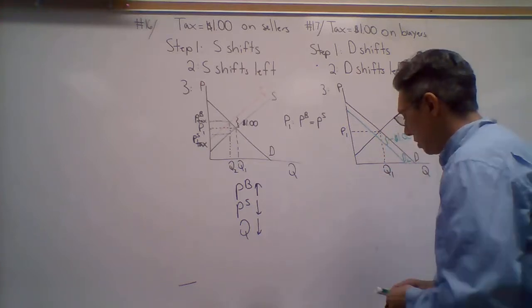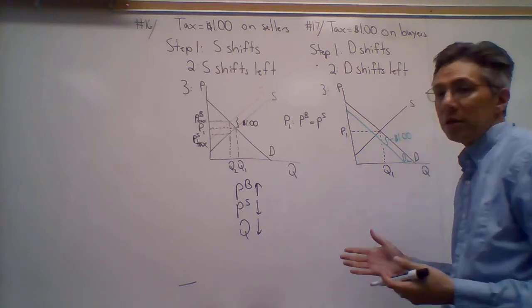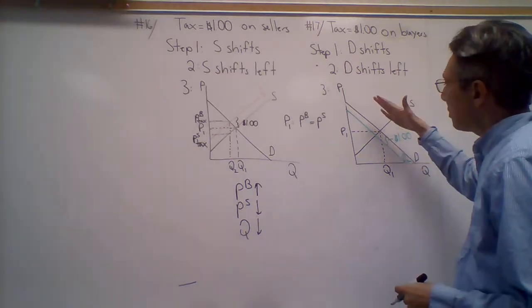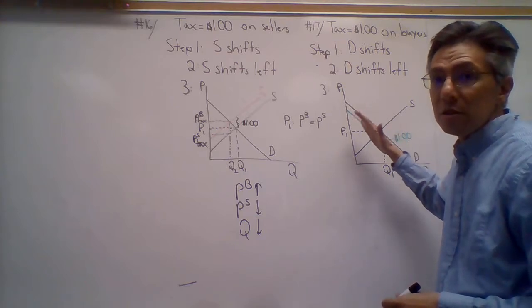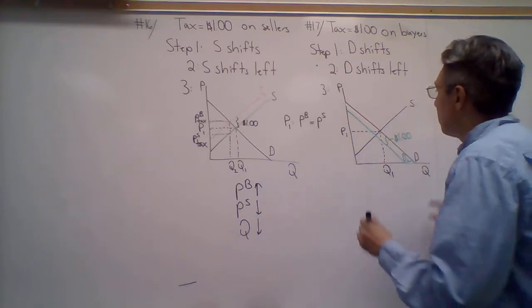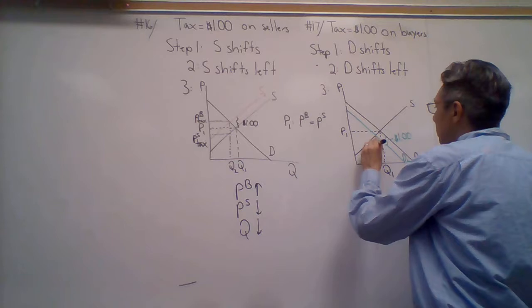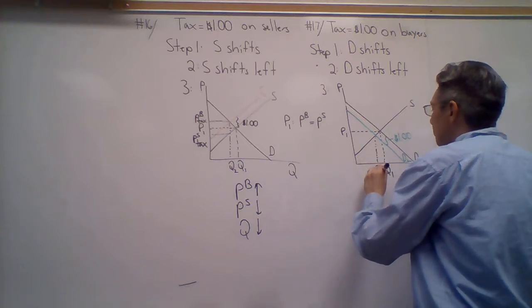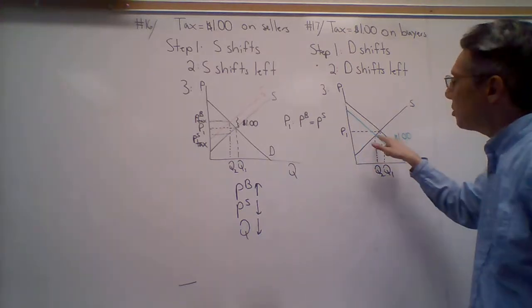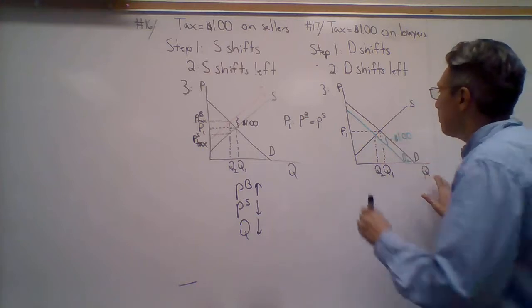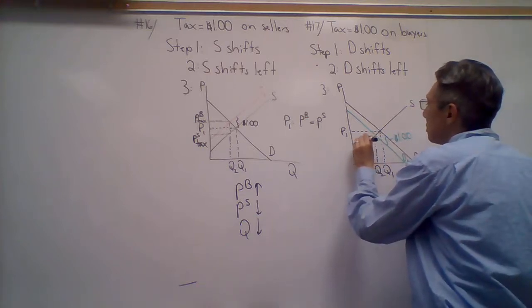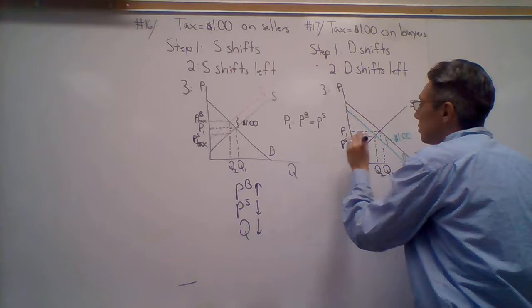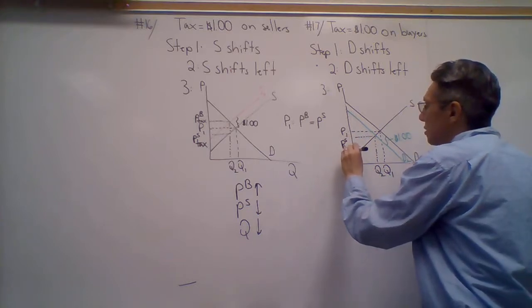Okay, so where is the new equilibrium? It's where the new demand reaches or hits the original supply curve. And again, that gives us the new quantity. Now what does this point give us? It actually gives us the price that sellers receive under the tax.